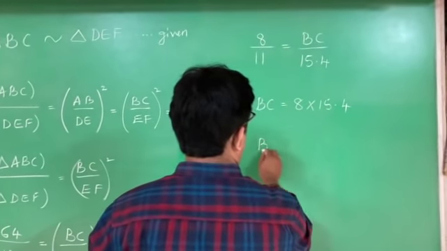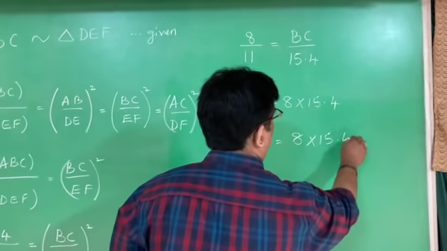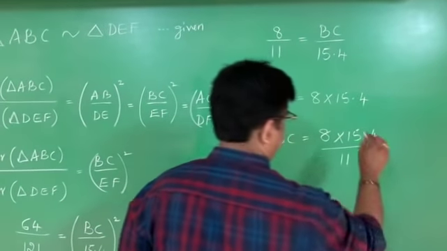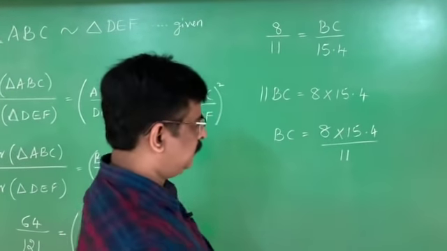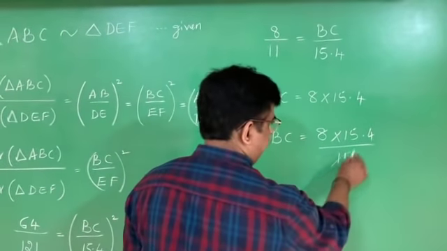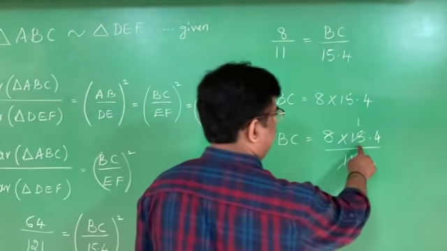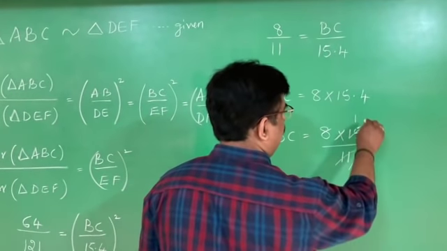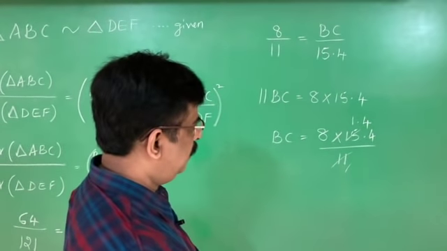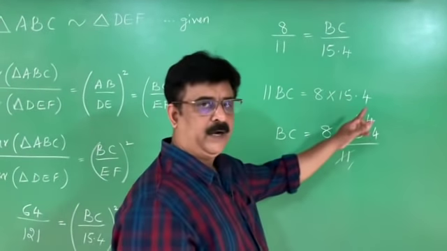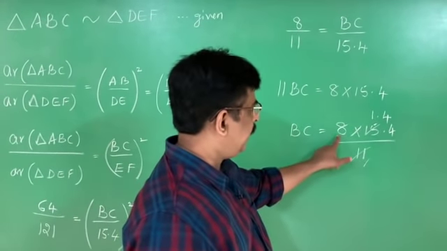Now BC is equal to 8 into 15.4 divided by 11. You are all in 10th standard, therefore you can easily simplify this. 11 ones are 11, 4 is left, then it becomes 44 or 4.4. 4.4 means 0.4. 11 into 0.4 is 4.4. Therefore, BC is equal to 8 into 1.4.